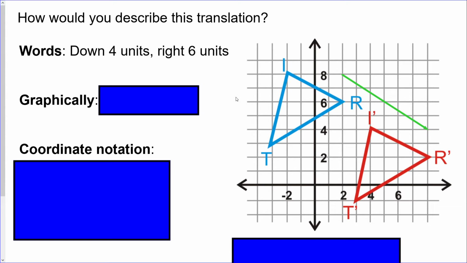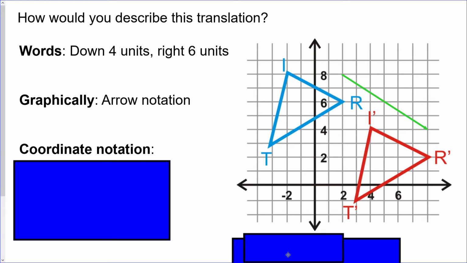The order for the words doesn't really matter. You could say right 6 units, then down 4 units. It's an English way of saying it. Now, there's a graphical way of noting this, which is sometimes called arrow notation. That's the green arrow that I've put over there. It doesn't really matter where you put it, but the point is that it's gone down 4 units, right 6 units, to map the direction each point has moved. If you do what the arrow notes for each of points I, T, and R, you will get to all of your new points. Hopefully that's fairly straightforward.